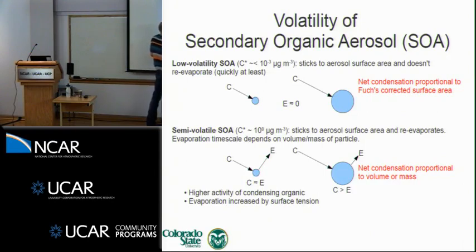Here the net condensation was proportional to the surface area, but if you have the semi-volatile species, the net condensation is proportional to the mass. And since larger particles have a significant fraction of the mass and these small particles carry very little of the mass, if you have semi-volatile SOA, almost none of the SOA is going to go to these small particles.